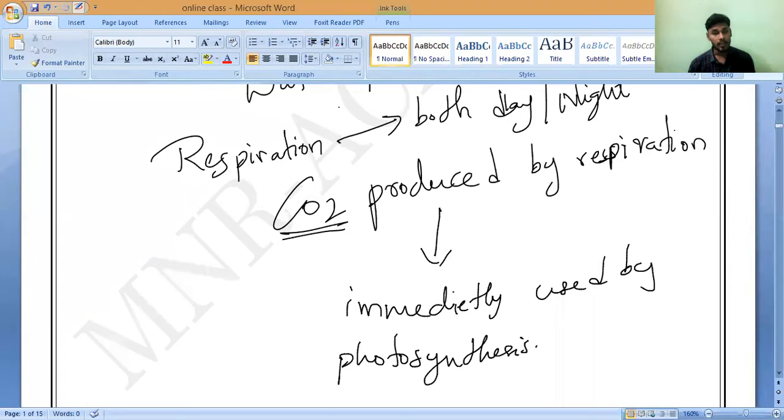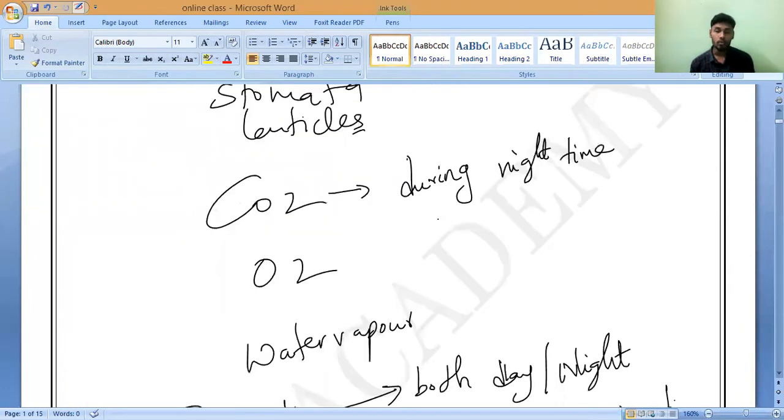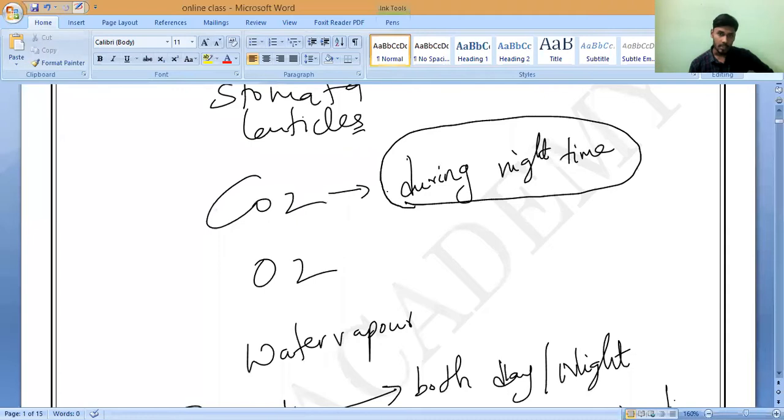Clear? That is why I can say CO2 will be coming outside from the body of a plant only during what time? During night time. Do you understand?